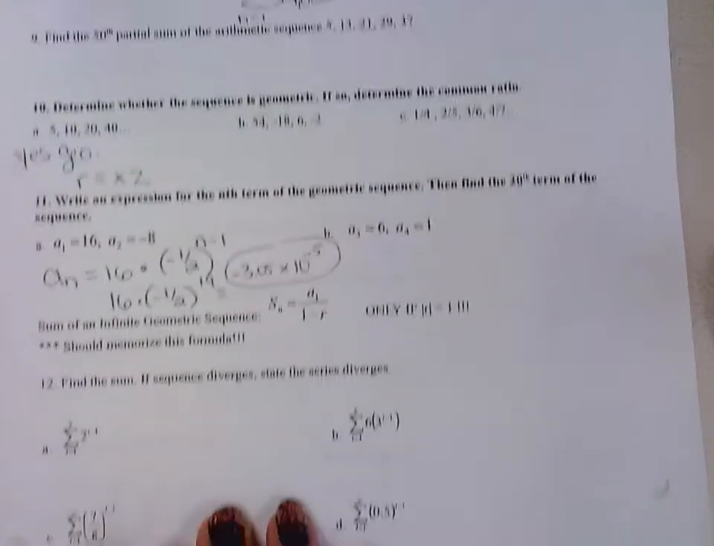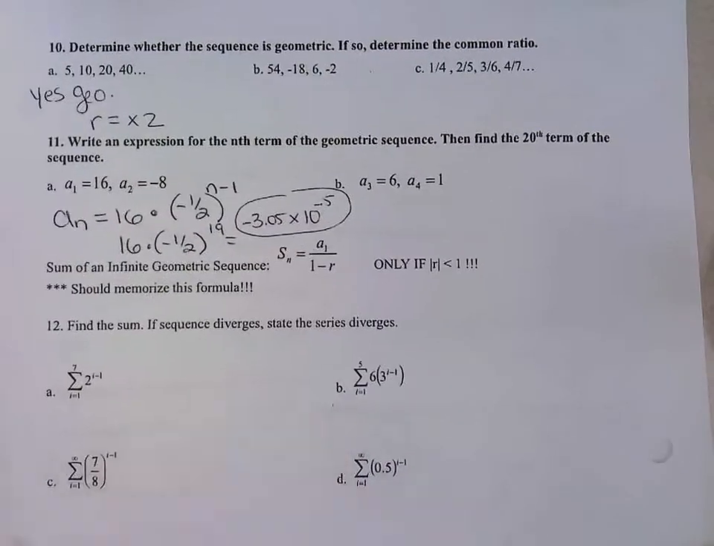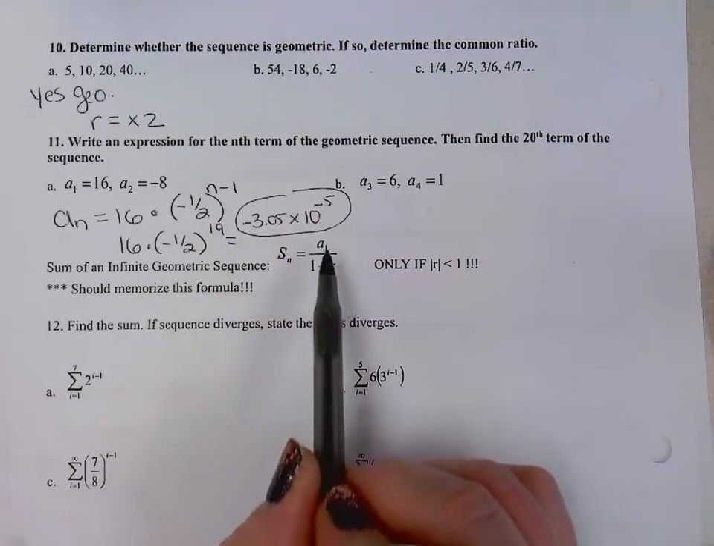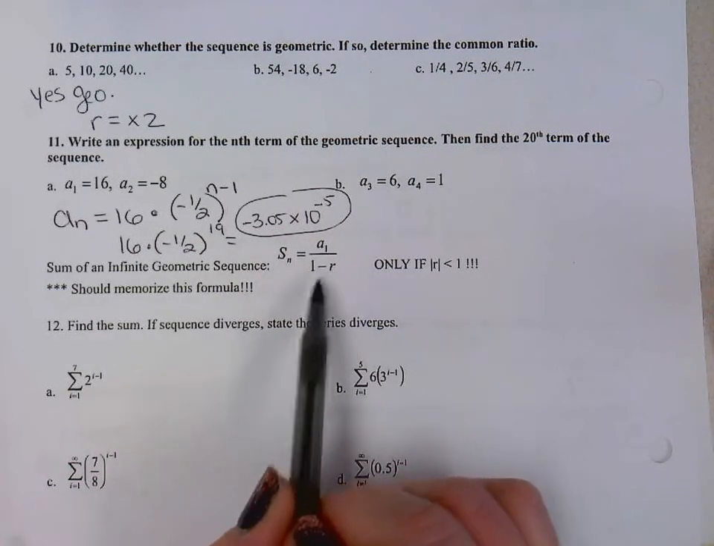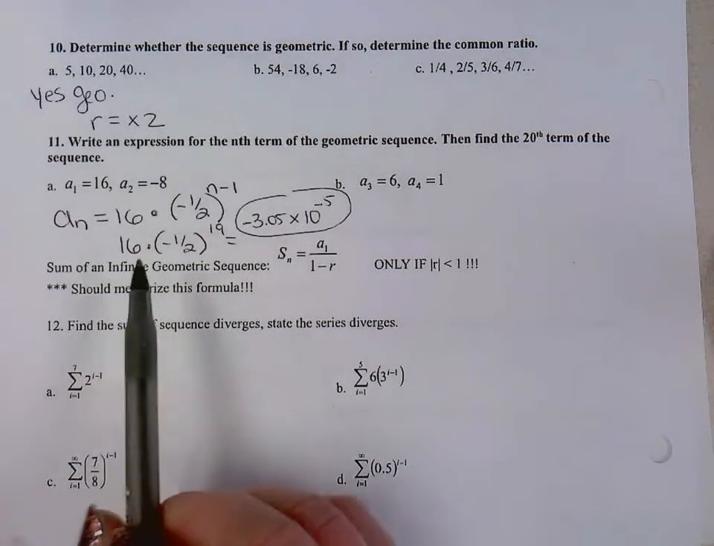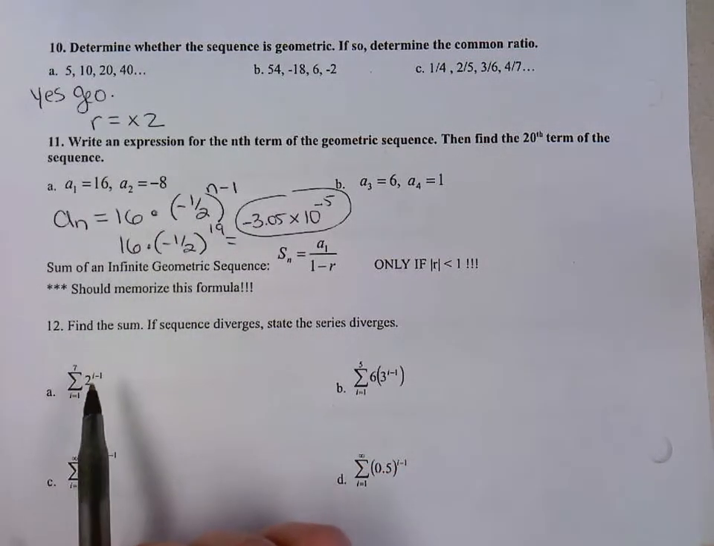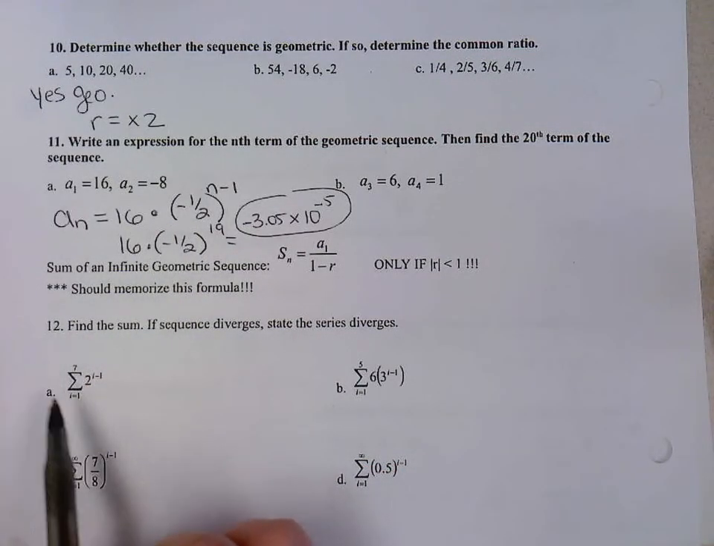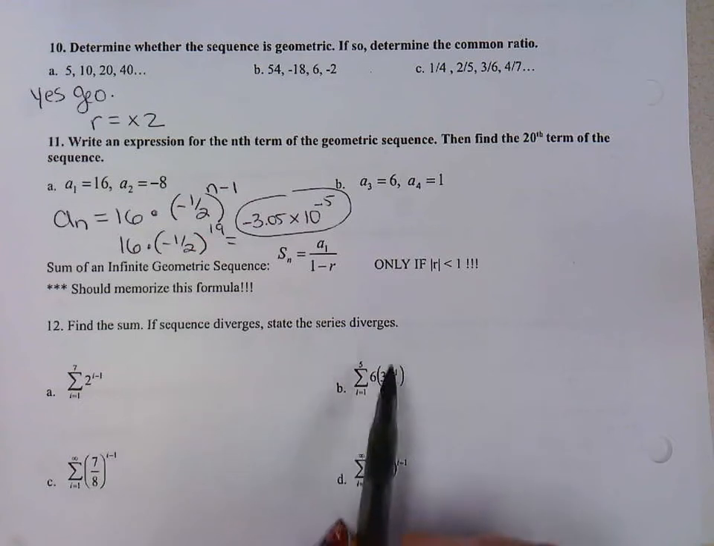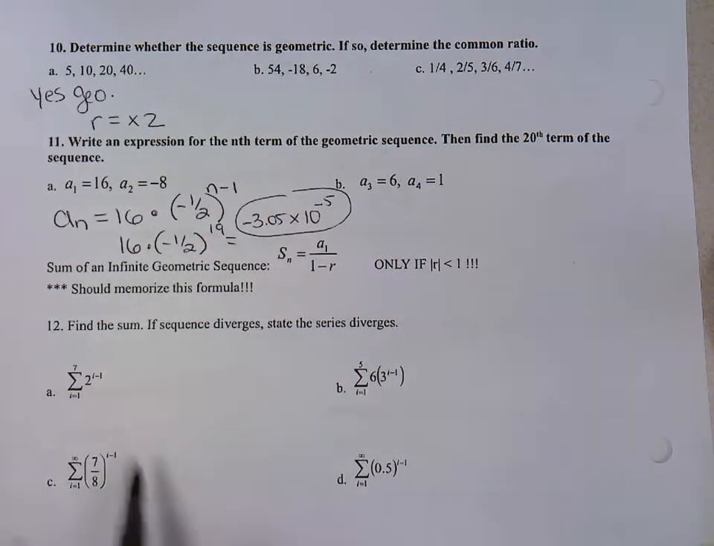I want you to know how to find an infinite sum. So for an infinite sum, you take the starting term and you divide by 1 minus the ratio. That's only for infinite sums. So letter A is just a regular sum on your calculator. Let's look at part C. So part C, I can use this formula for because I'm going to infinity.